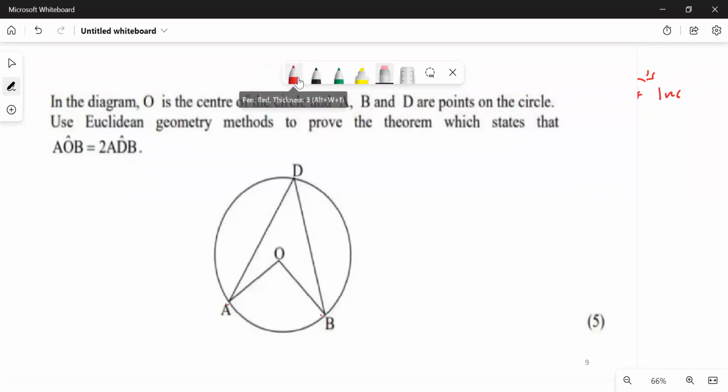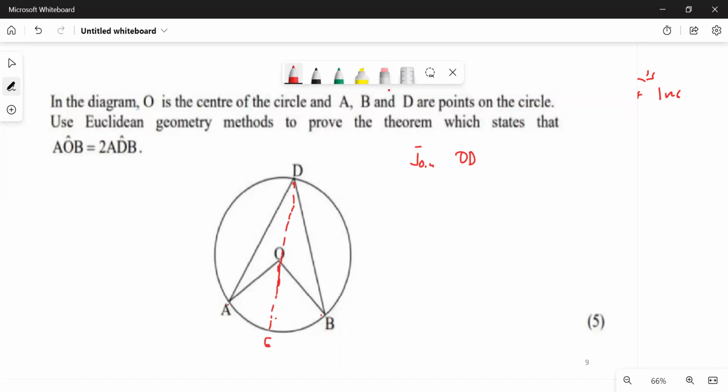And then how will you approach that one here? What you need to do here is to construct. You are going to join OD. So that's the first thing that you'll do. Join OD. And then from there, you're going to produce O, and then you go to something like E.